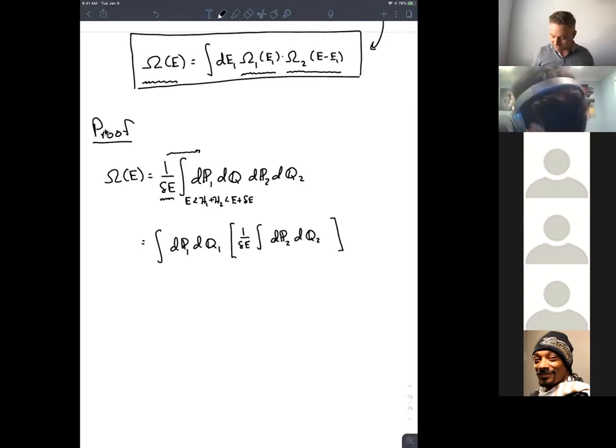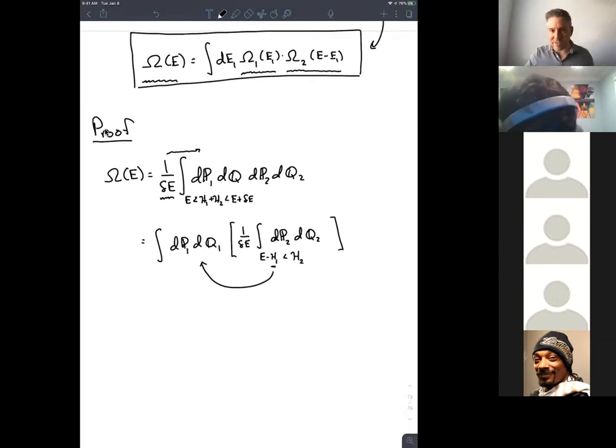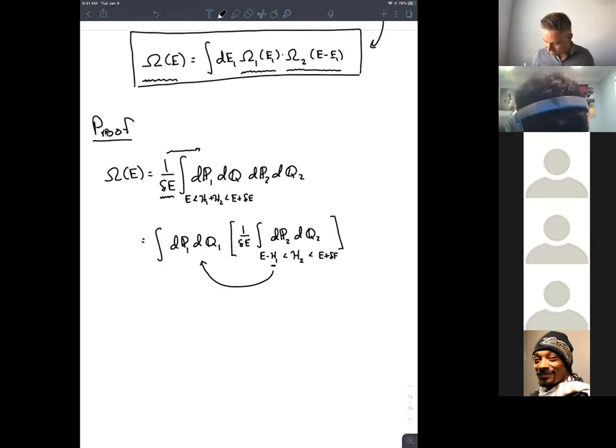So now I'm going to say that my limits on this phase space 2 integral, I'm going to write like this. Whatever my fixed value of the energy is, minus whatever value the Hamiltonian of system 1 takes on, which is determined by whatever this integral is, has got to be less than the value of my subsystem 2 Hamiltonian. And it can go up to E plus delta E, again minus whatever value the first system has taken on.